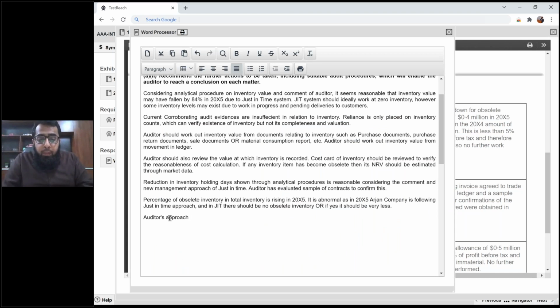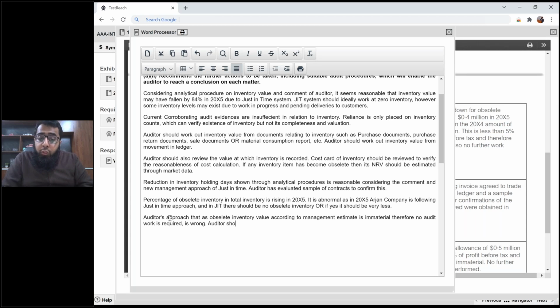The auditor's approach that, as the obsolete inventory value according to management estimate is immaterial, therefore no audit work is required, is wrong.